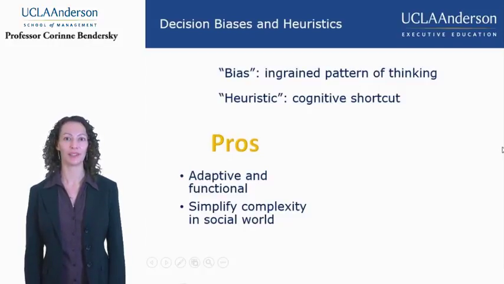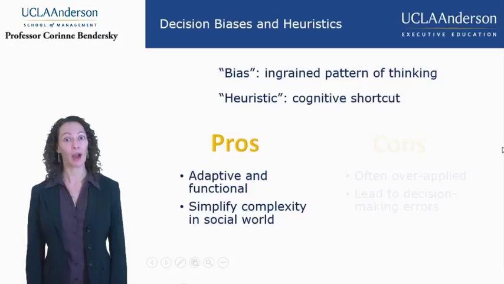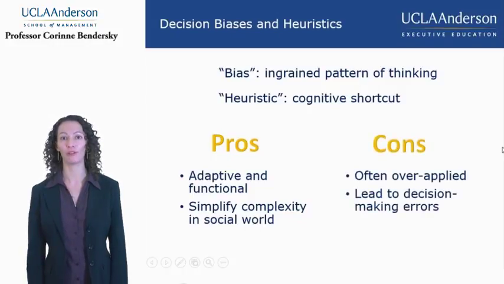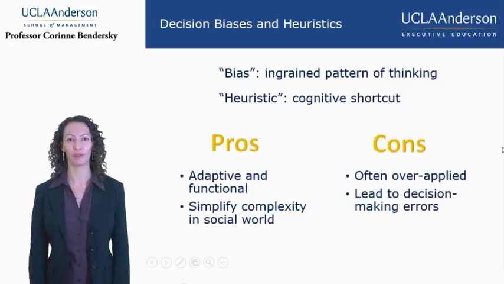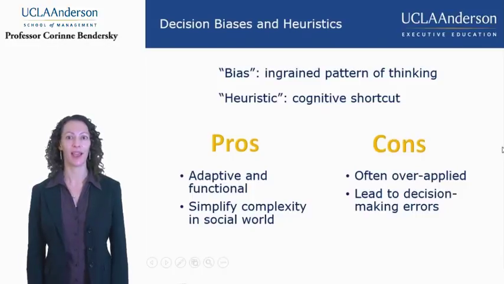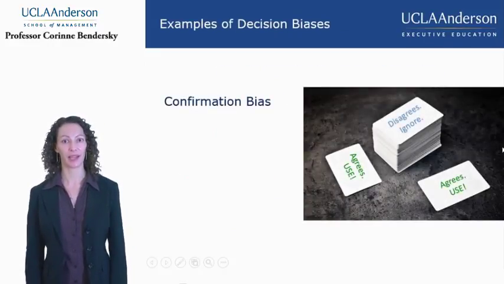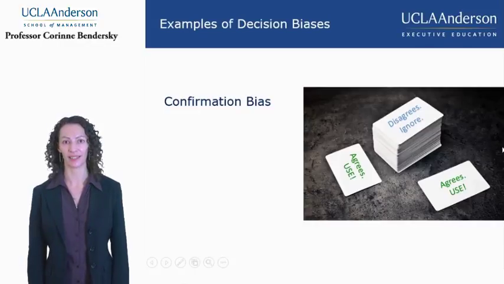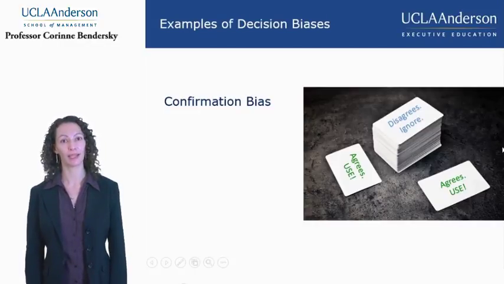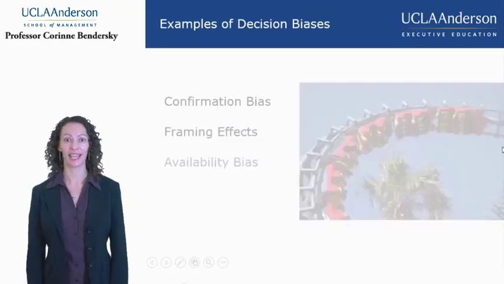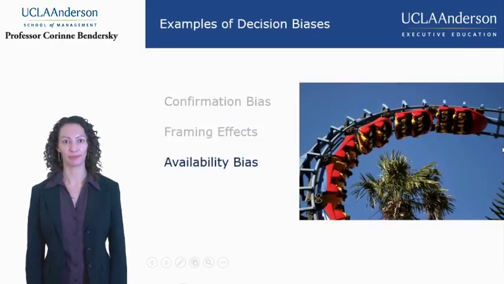Most times, using these heuristic devices allows us to make decisions that are good enough in a very short amount of time. However, there are some cons if we over-apply them. If we rely too heavily on biases and heuristics, we can make decision-making errors. I'm going to be talking about some specific decision biases that we see in many organizational contexts. The first is called the confirmation bias, then framing effects, and finally the availability bias.